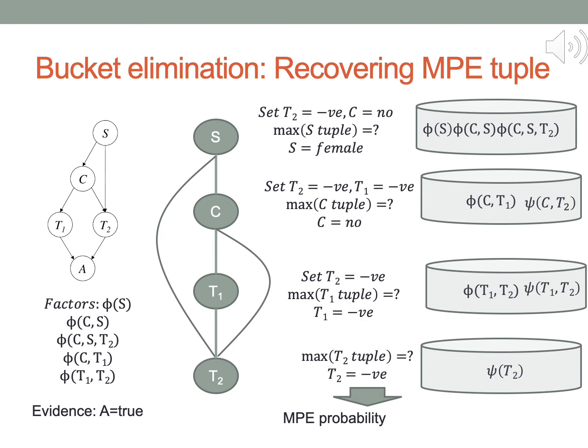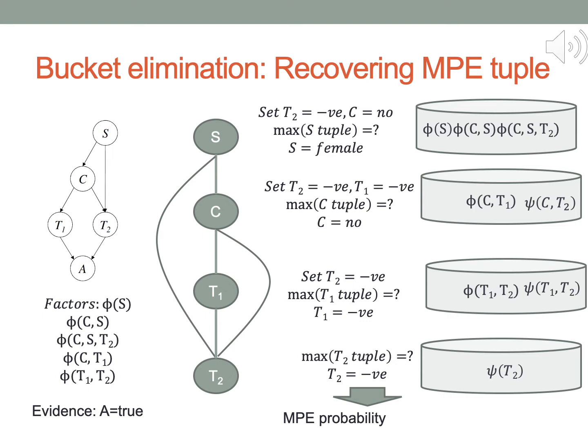Thus, at the last bucket, which is the bucket of T2, we have a function that is defined over T2. And we find the value of T2 that has the maximum probability. You can run the numbers and verify that the probability is maximized when T2 is negative. So now we set T2 to negative. Remember, we are running the algorithm bottom up, and move to the bucket of T1.